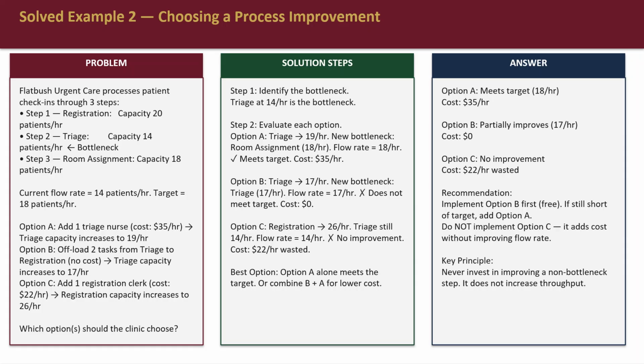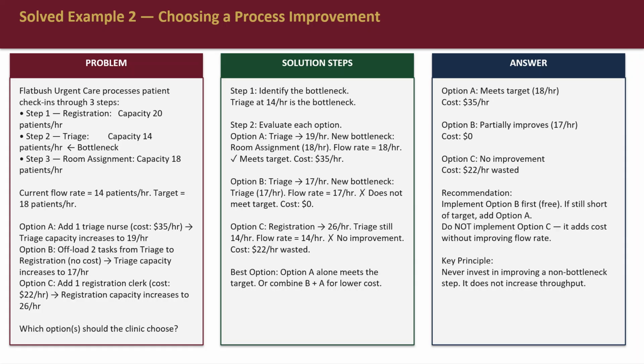Option A adds a triage nurse for $35 an hour. Triage climbs to 19, so room assignment becomes the new constraint at 18. That hits the target. Option B offloads 2 tasks from triage to registration at no cost and lifts triage to 17. Better, but short of the target.